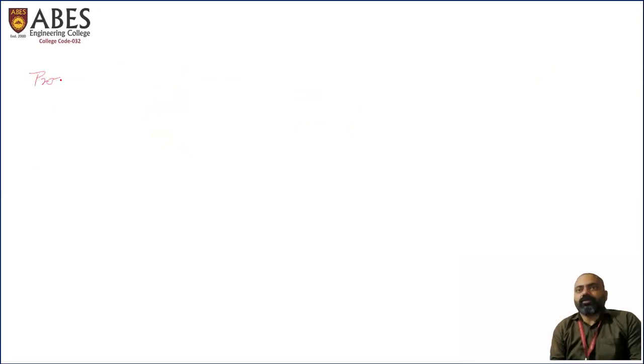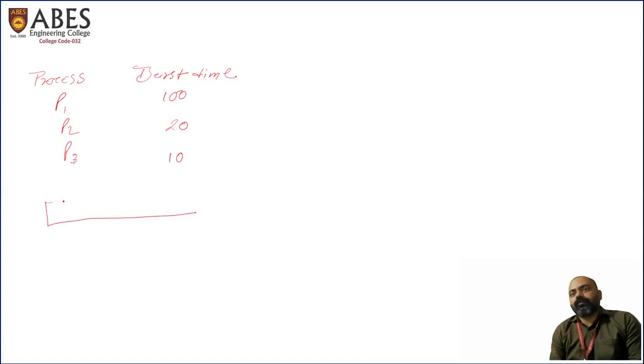So here are processes and their respective burst time. P1, P2, and P3, and their respective burst time. For P1, this is 100. For P2, this is 20, and for P3, this is 10. Here we make a Gantt chart for that. P1, P2, P3.